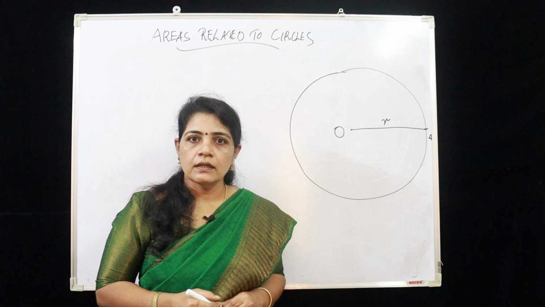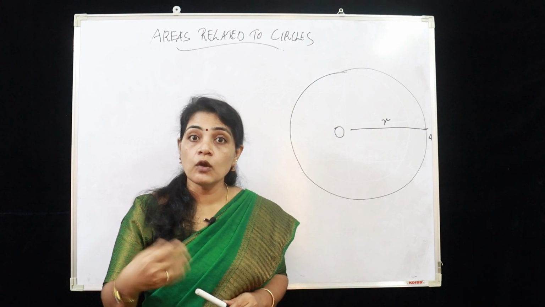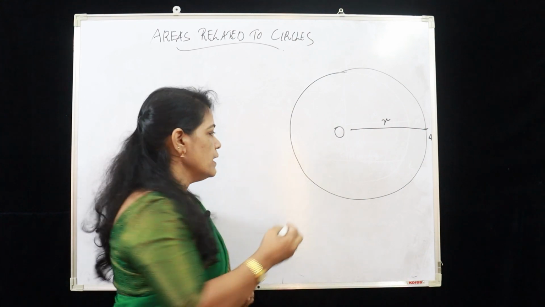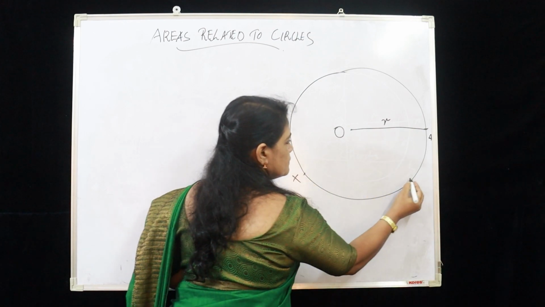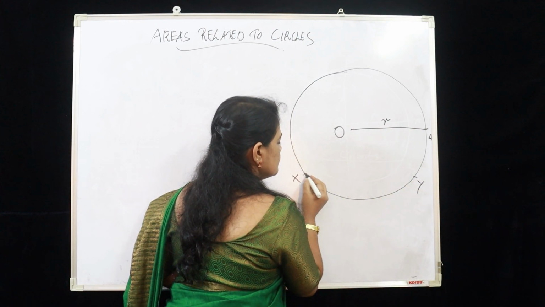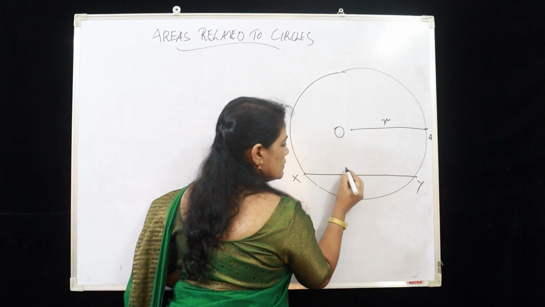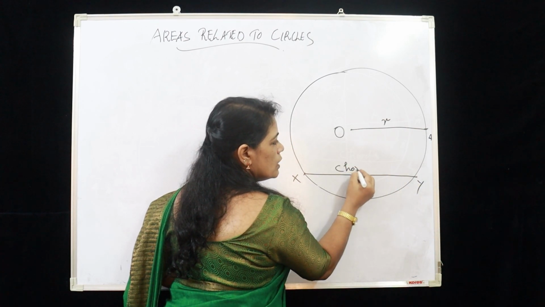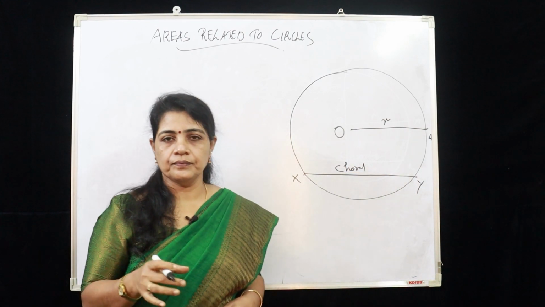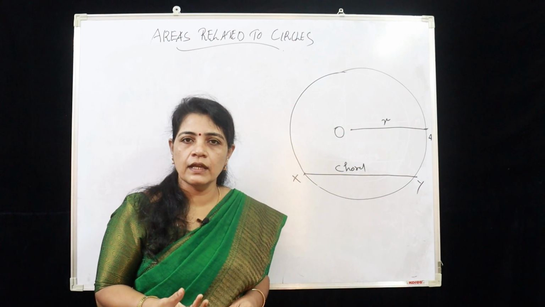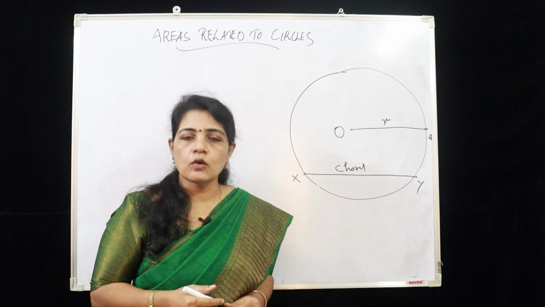Now I am marking another 2 points again on the circle. Let them be X and Y. And now I am joining them with a line segment, and this is what we call the chord of a circle. That is the line segment joining any 2 points on the circle.